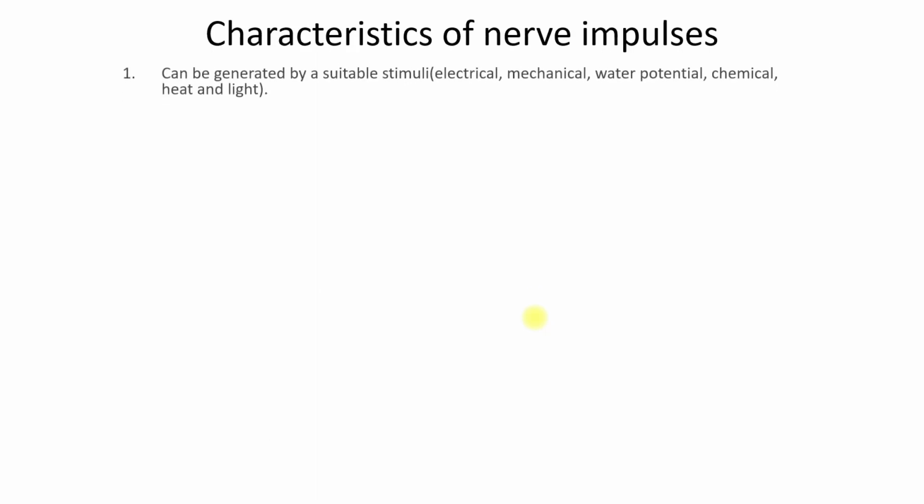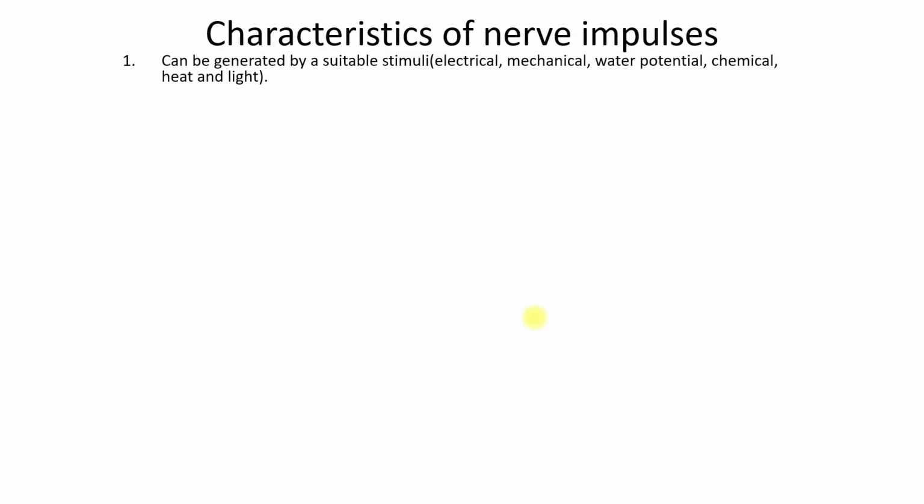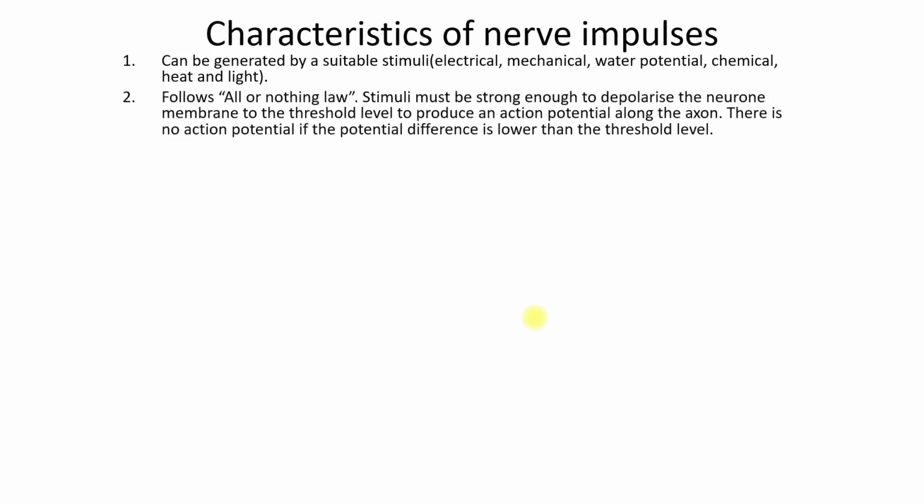Now, what are the characteristics of nerve impulses? First, nerve impulses can be generated by a suitable stimulus. The stimulus can be in the form of electrical, mechanical, water potential, chemical, heat, and light. These are some examples of stimuli that can trigger the formation of nerve impulses or spikes. Then these nerve impulses follow the all or nothing law.